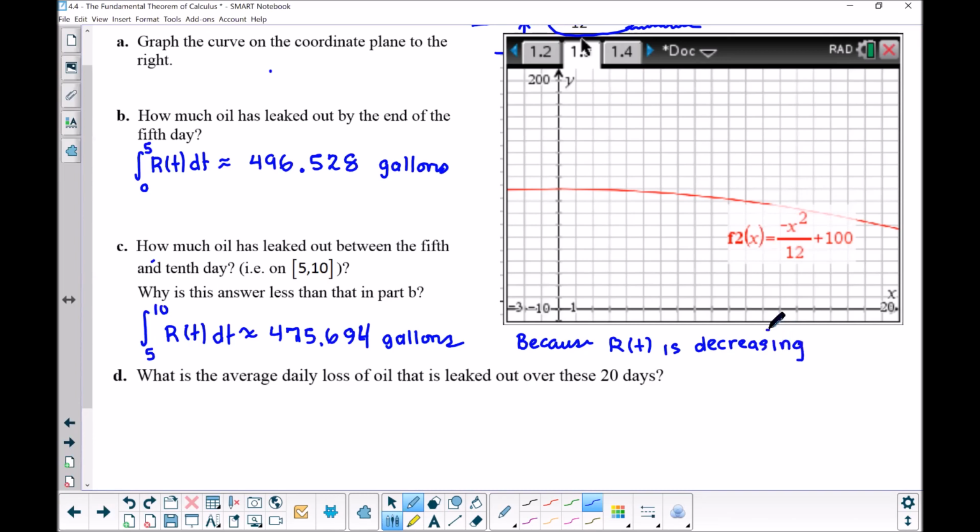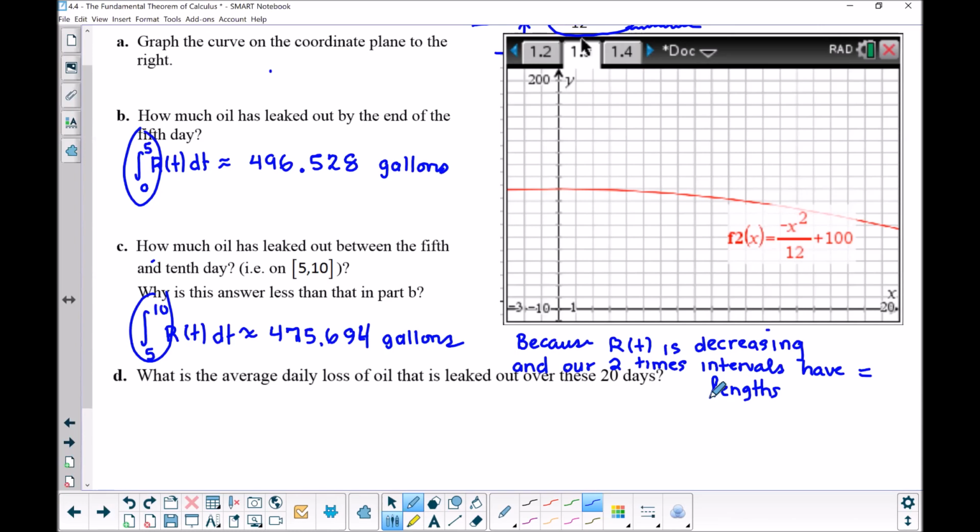This rate is decreasing, so we ought to have less gallons leaked out during the same time interval, okay? And maybe we add that. R of t is decreasing, and our 2 time intervals are the same length. Our 2 time intervals have equal lengths. And I'm just going to abbreviate so that we can get through this quickly, okay?